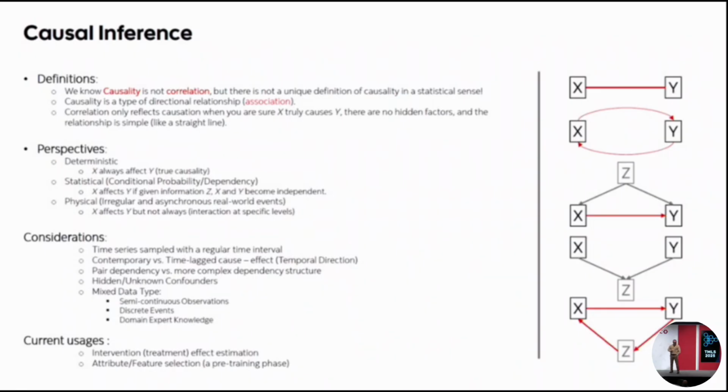So as I mentioned, the current usage for causal inference is mostly for intervention or treatment effect estimation, and attribute feature selection, as a pre-training phase. That's the current situation, actually.